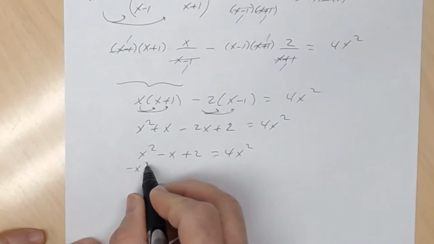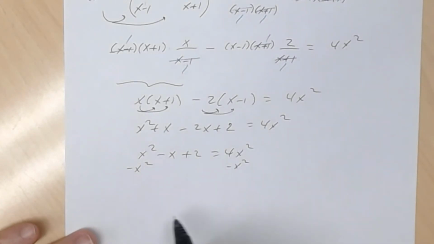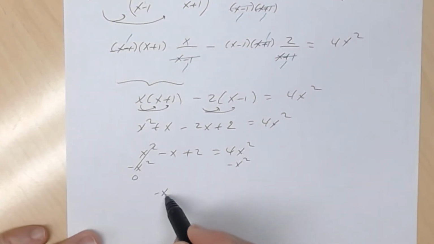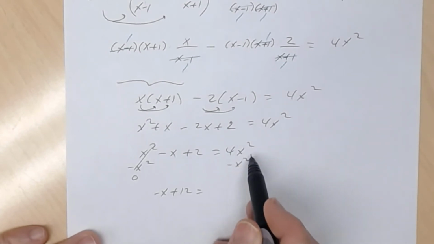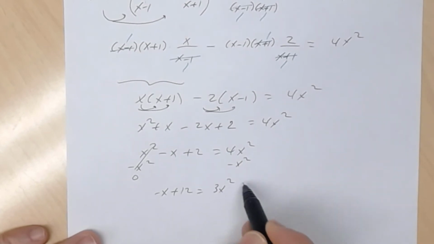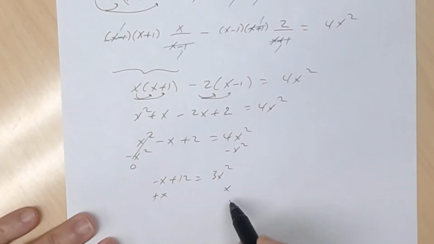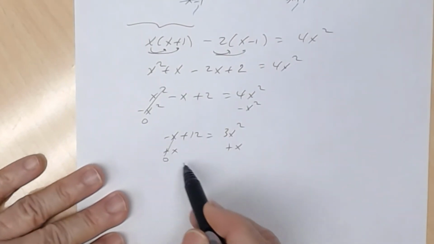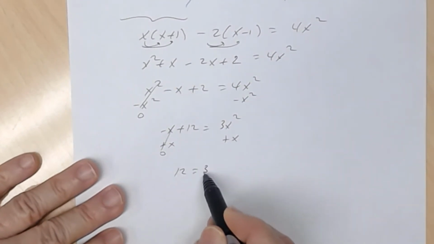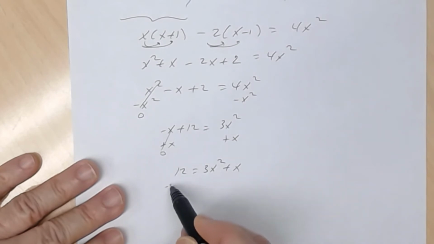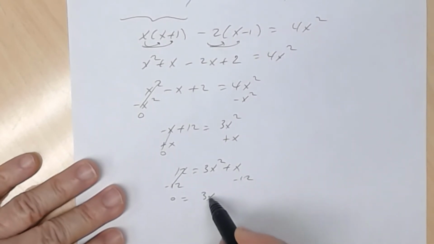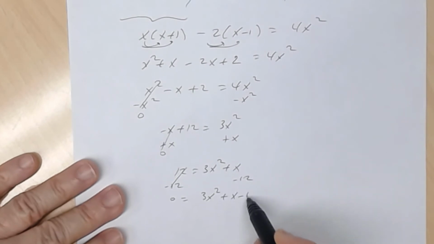So I'm going to subtract x squared from both sides. Do it in steps. So this is 0, so I get negative x plus 12 equals 4x squared minus x squared, which is 3x squared. And then I'm going to add x to both sides. So this is 0, so I get 12 equals 3x squared plus x. I'm going to subtract 12 from both sides, so I get 0 equals 3x squared plus x minus 12.